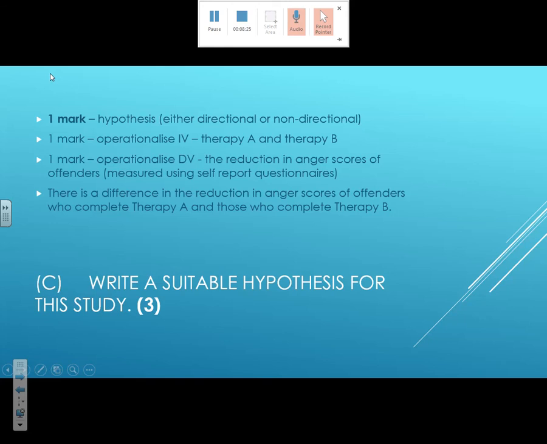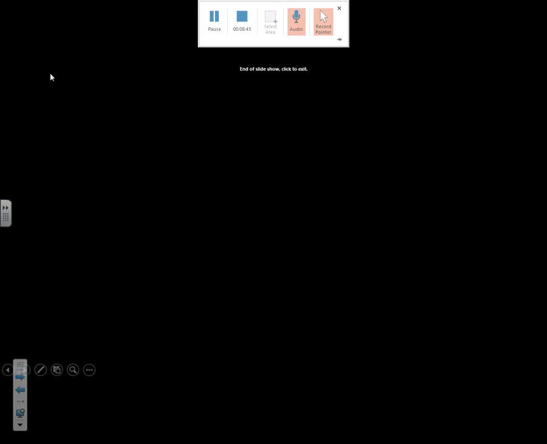There is a difference in the reduction in anger scores of offenders who complete therapy A and those who complete therapy B. Or there will be a bigger reduction in therapy A's anger scores than therapy B's anger scores as well. You could also have there will be no difference in the reduction of anger scores of offenders who complete therapy A and those who complete therapy B, so you could have a null hypothesis as well.